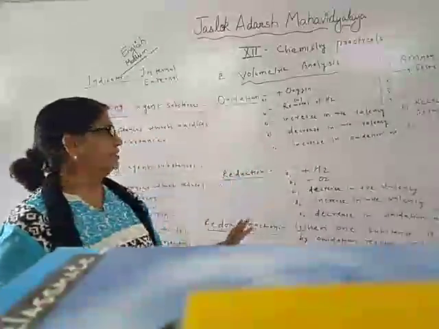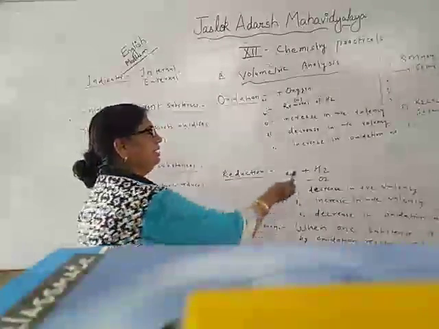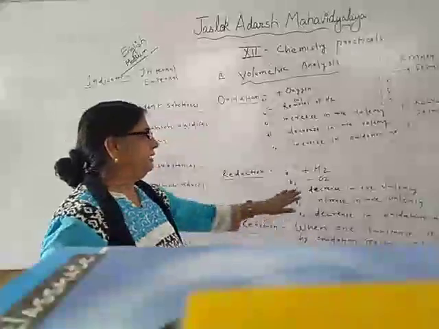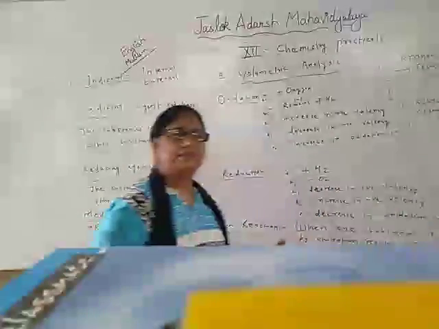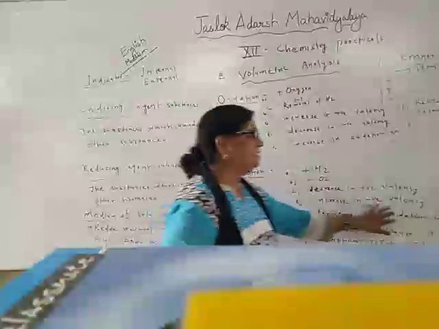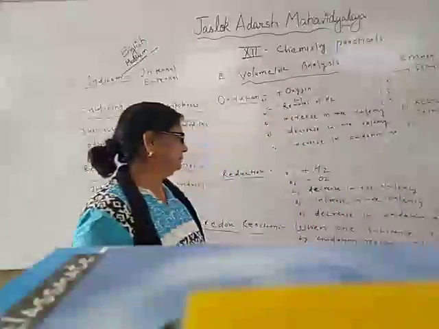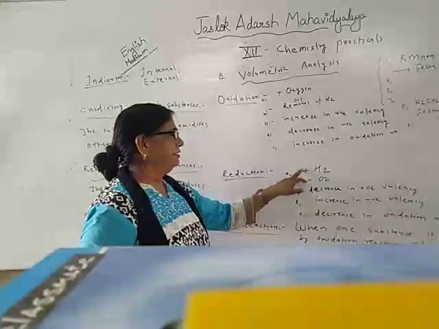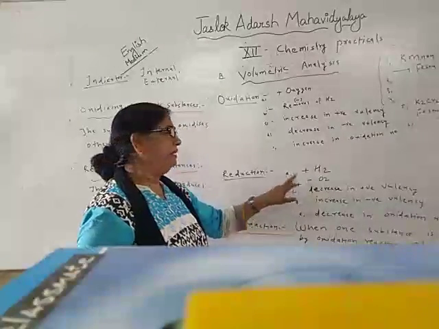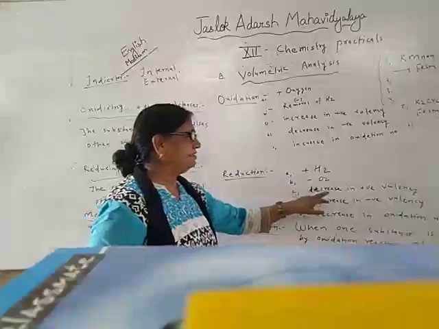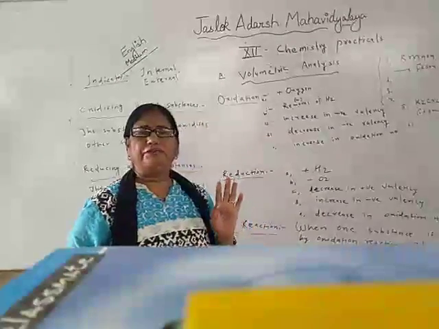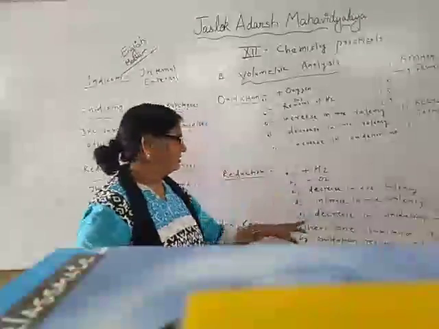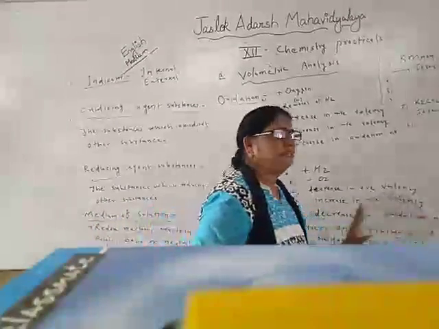Next, reduction. Reduction means adding of hydrogen, removal of oxygen, decrease in positive valency, then increase in negative valency. Okay? Adding, removal, decrease in positive valency. If Fe plus 2, increase in negative valency, then decrease in oxidation number.